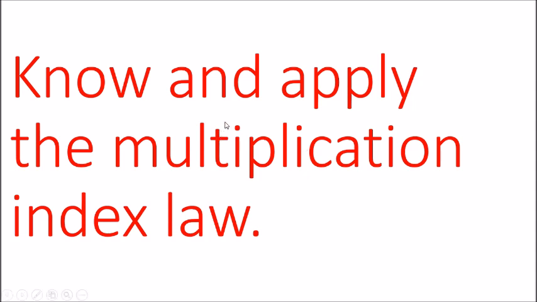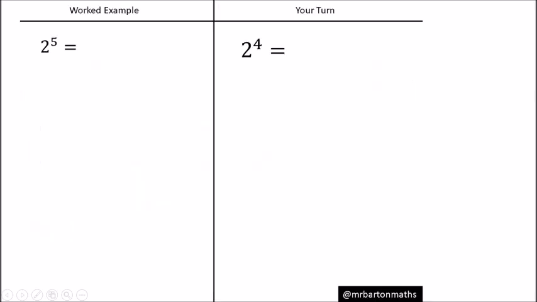So today we're going to be knowing and applying the multiplication index law. And over the next few minutes, I'll be explaining that in much more depth. Okay, so 2 to the power of 5. Well, what that actually means is 2 times 2 times 2 times 2 times 2. So where does the 5 come in? Well, it means you take 5 lots of 2 and multiply them together. So 2 times 2 times 2 times 2 times 2 gives me 32 as my answer.